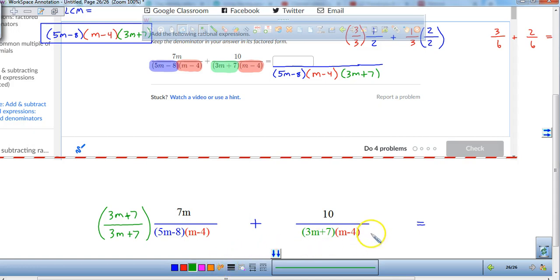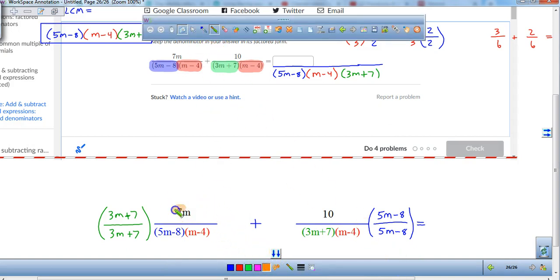All right, so over here, let's look at this denominator. This has a 3m plus 7 and m minus 4, but it's missing the binomial 5m minus 8. So what I have to do over here is put 5m minus 8 over 5m minus 8. Now, this will give us our common denominator. At this point, all you have to do is take this 7m, use the distributive property, and multiply it to both of those numbers right there. I'll go ahead and put these right over here.